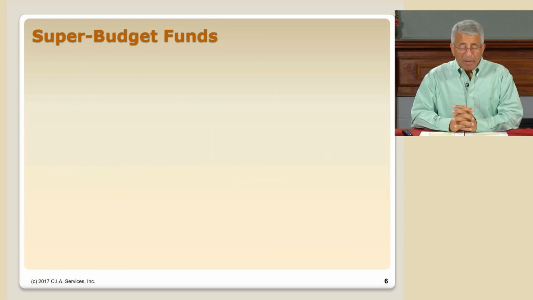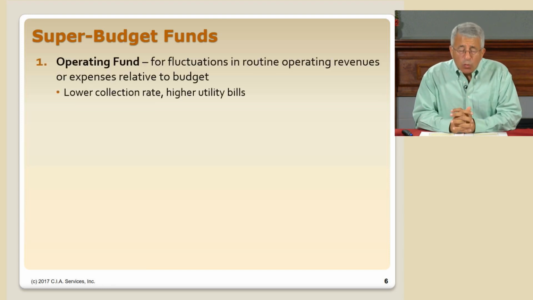So let's start by talking about super budget funds. We're going to talk about 4 different funds. The first one is an operating fund.